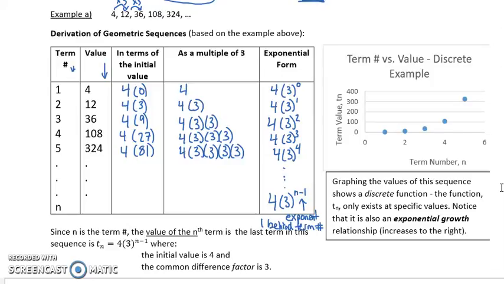Since n is the term number, the value of the nth term is the last term in the sequence. And there's your Tn equals 4 times 3 to the power of n minus 1. The initial value is 4, and the common factor is 3. And so you might recognize some similarities here to what we saw in exponential growth when we studied that earlier in our course. And so see if you see that as we get to the general term.